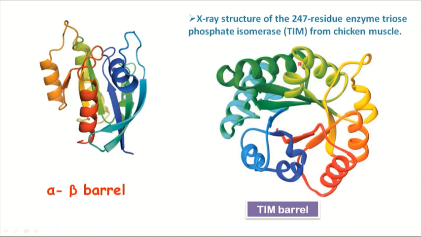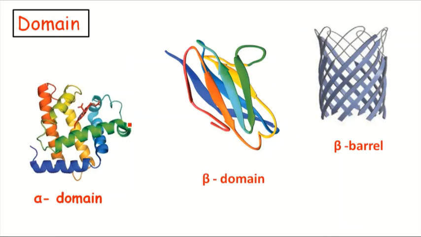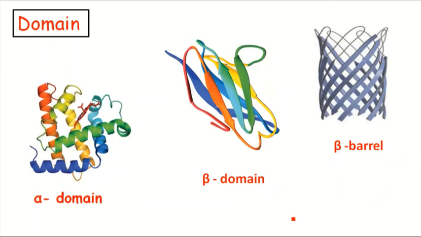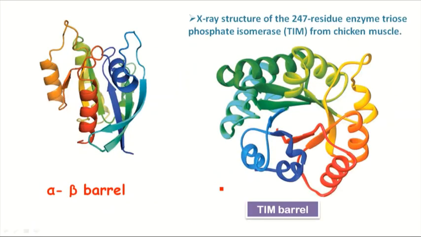Okay, so that's all about the domain and motif of protein. The most common motif structures: beta alpha beta motif, alpha alpha motif, beta hairpin motif, Greek key motif. And domains are mainly classified into 3 categories: alpha domain, beta domain and the alpha beta barrel. So this is the basic difference between protein domain and motif.